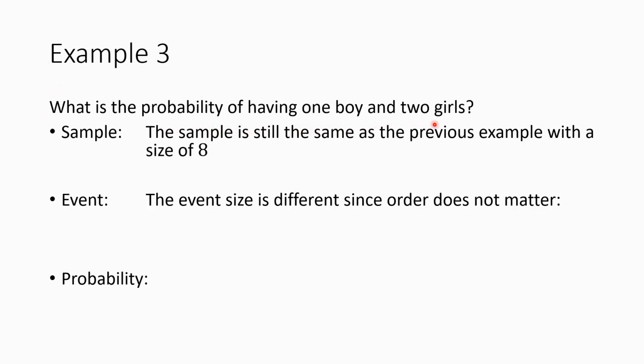Now let's slightly modify the question. What is the probability of having one boy and two girls? Notice, this time we don't care about birth order, just that we have exactly one boy and exactly two girls. The sample is still the same as the previous example with a size of 8 because we're still talking about 3 children, whether they're boys or girls. However, the event size is different since order does not matter. There are now 3 possible outcomes that match this description: boy, girl, girl, girl, boy, girl, or girl, girl, boy.